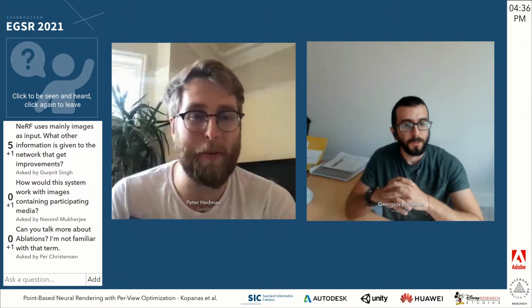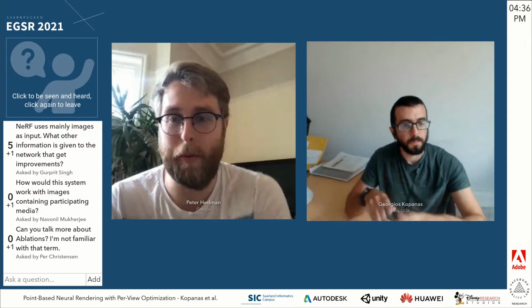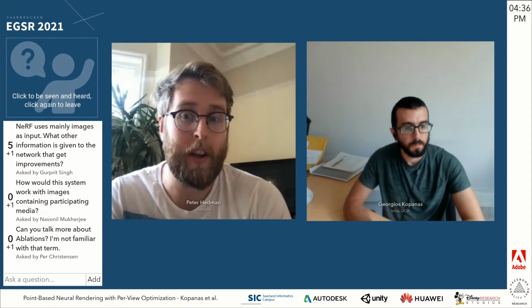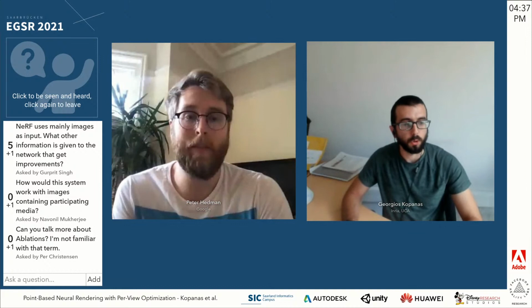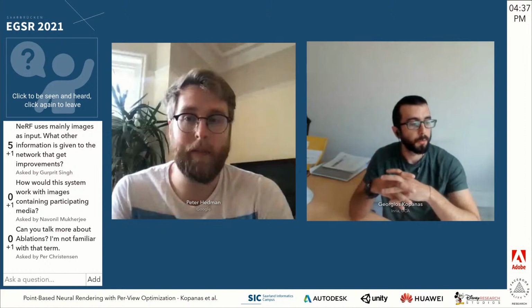Gupritz sent a question, presumably from YouTube, which is, NeRF uses mainly images as input. What other information is given to the network that get improvements? Right. So our algorithm also starts only from input images, right? We don't need any other information from the real world. We don't get some kind of depth out of the real world.